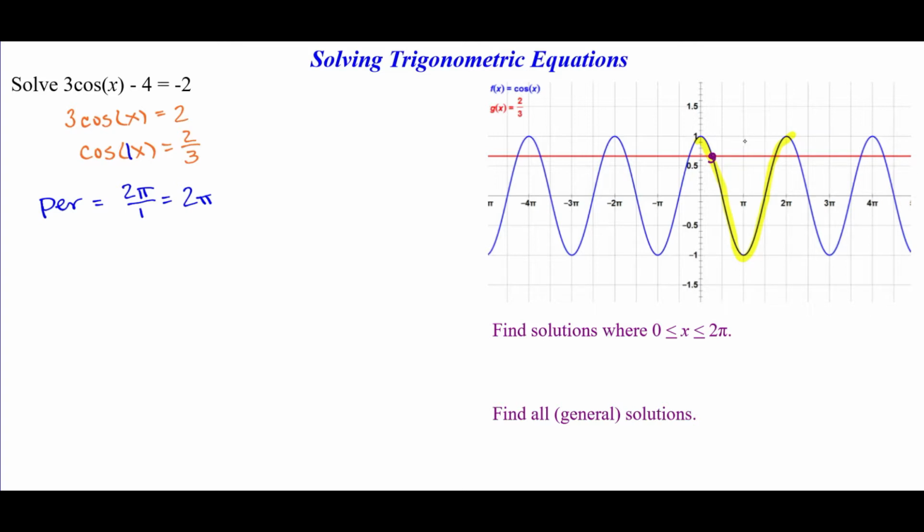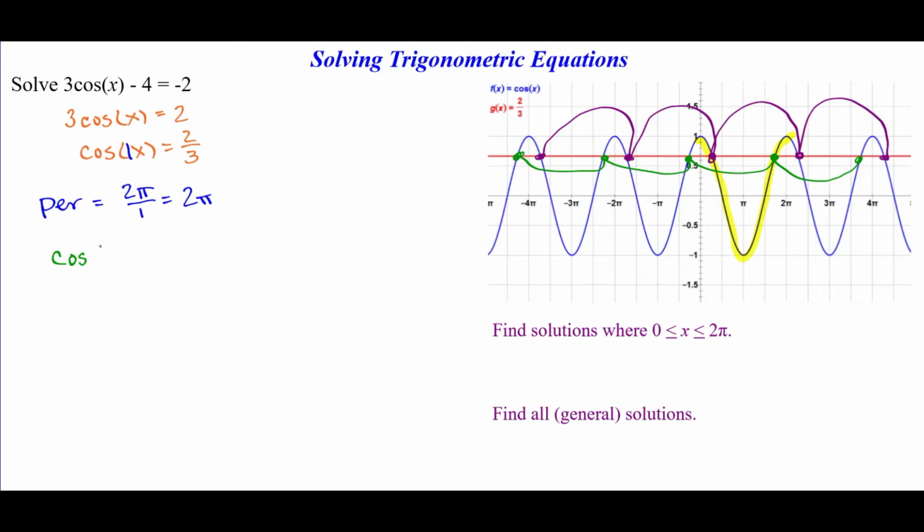So here's my first intersection, and I can add the period or subtract the period any number of times, and we would get these additional solutions. And then we can take the second intersection or solution that happens in that highlighted section, and we can add or subtract the period a certain number of times, and we'll get the other set that gives us our infinite solutions. So again, we're going to work similarly to what we did before.